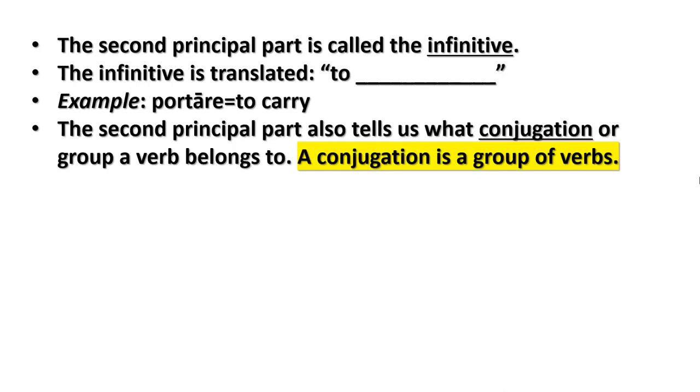Now, the second principal part gives us some valuable information about a verb. The second principal part tells us what conjugation or group a verb belongs to. What is a conjugation? It's simply a group of verbs. So that second principal part will tell us which conjugation the verb belongs to. Let's talk a little bit about the conjugations.